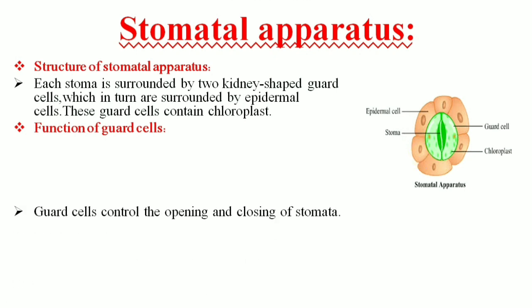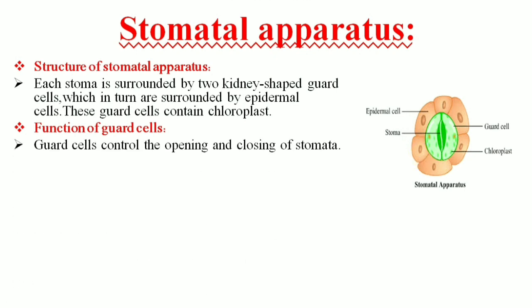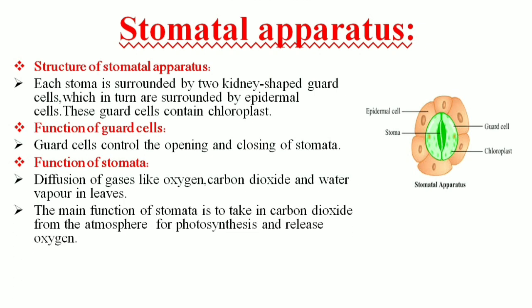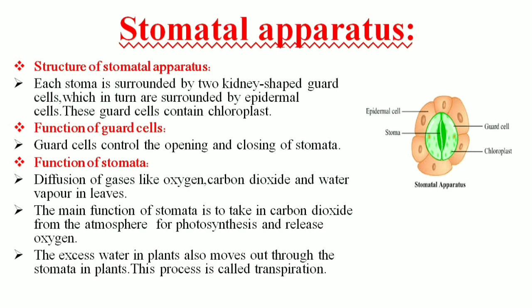What is the function of the guard cells? Guard cells control the opening and closing of the stomata. What is the function of stomata? Mainly the stomata are responsible for the diffusion of gases like oxygen, carbon dioxide and water vapor in leaves. The main function of stomata is to take in carbon dioxide from the atmosphere for photosynthesis and release oxygen gas.